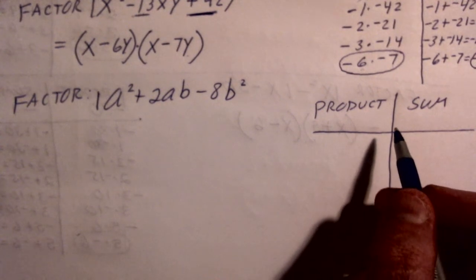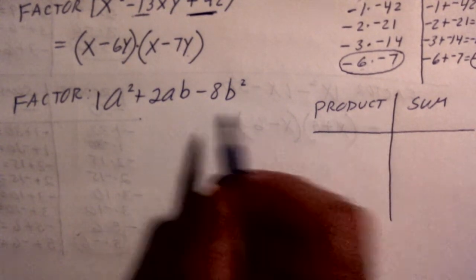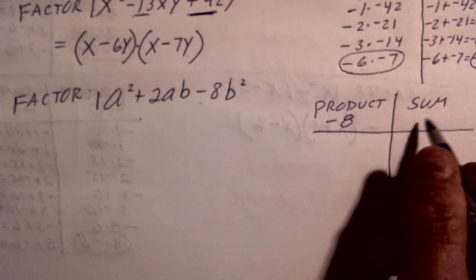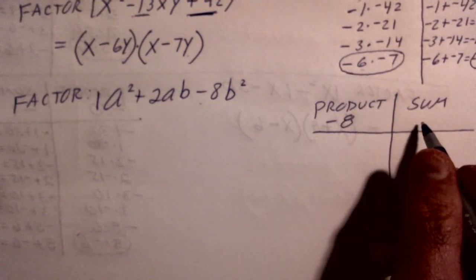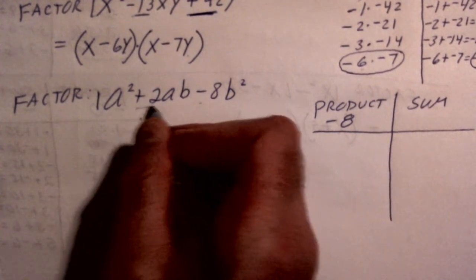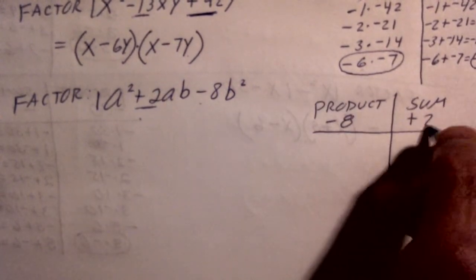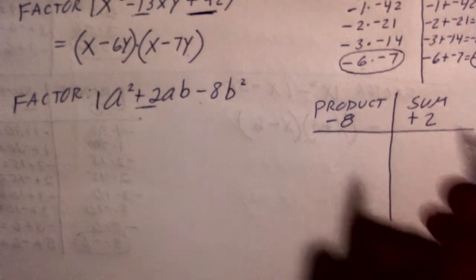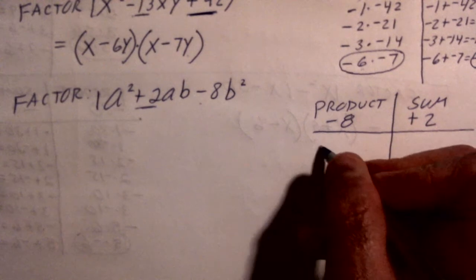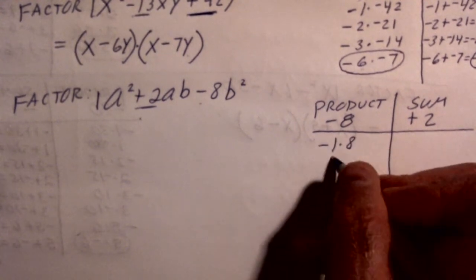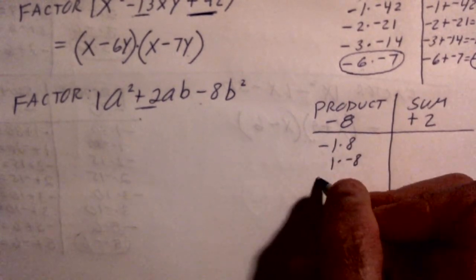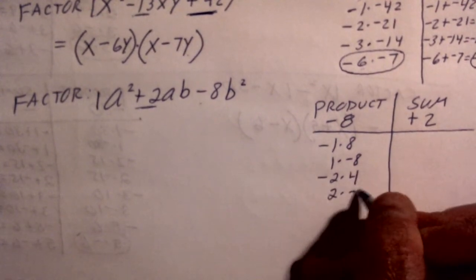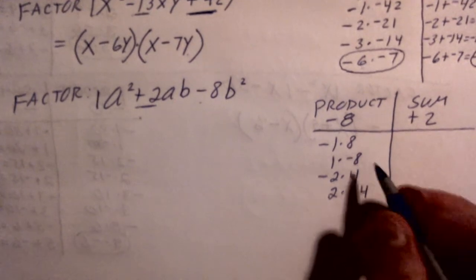we need our product to be negative 8. And we know we need our sum to be the middle coefficient, which is positive 2 here. So we're searching for a couple of factors of negative 8 that add up to positive 2. And I'm going to start listing factors of negative 8. Negative 1 and 8, 1 times a negative 8, negative 2 and positive 4, or we could switch the signs and say 2 times a negative 4. These are factors of negative 8.